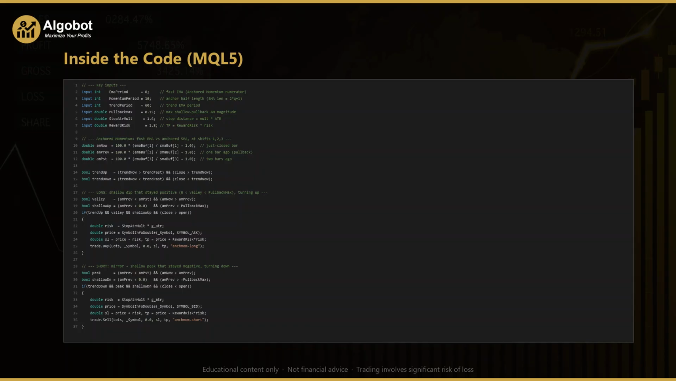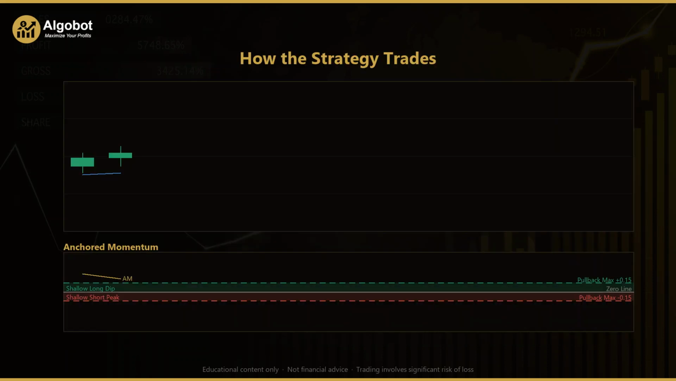The short block mirrors it exactly. A shallow peak that stayed below 0, turning back down, with a falling trend and a bearish bar, calls trade.sell. Here the stop sits above the bid, and the target sits below it by the same reward-to-risk multiple. Simple, symmetric, and rule-based. Let's walk through this illustration candle by candle.